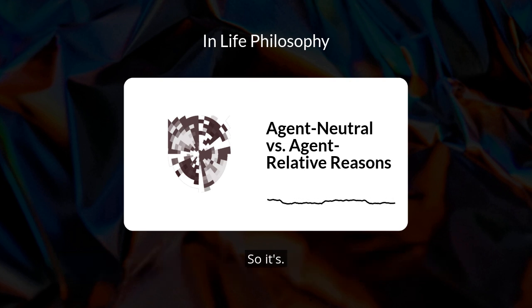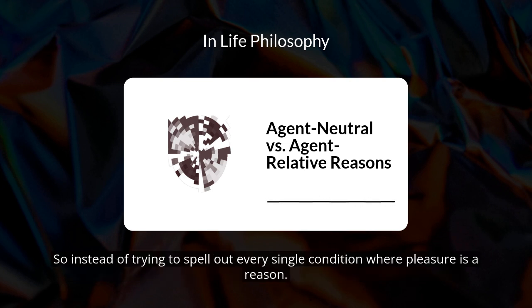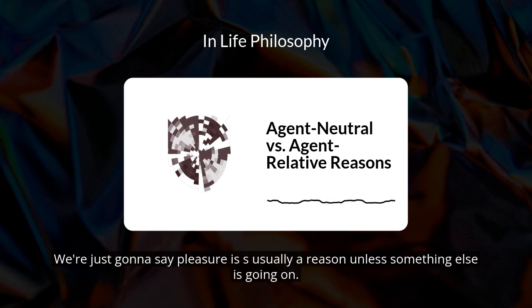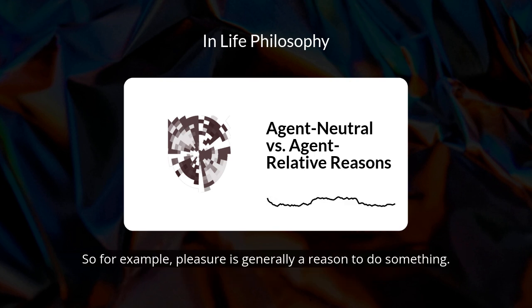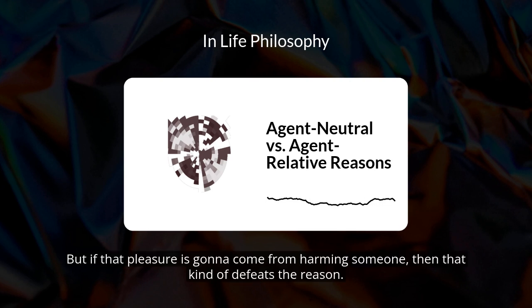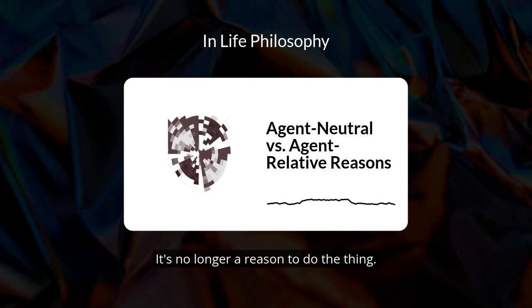Right. So instead of trying to spell out every single condition where pleasure is a reason, we're just going to say pleasure is usually a reason, unless something else is going on. Exactly. And so the idea is that, in the holistic view, the force of a reason can be defeated by other elements of the situation. So, for example, pleasure is generally a reason to do something. But if that pleasure is going to come from harming someone, then that defeats the reason, right? It's no longer a reason to do the thing.